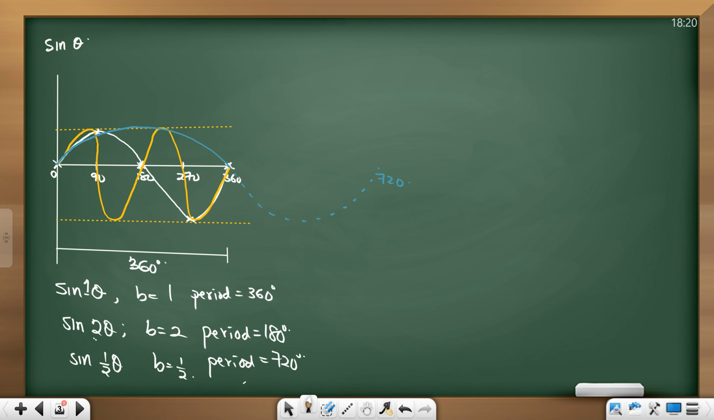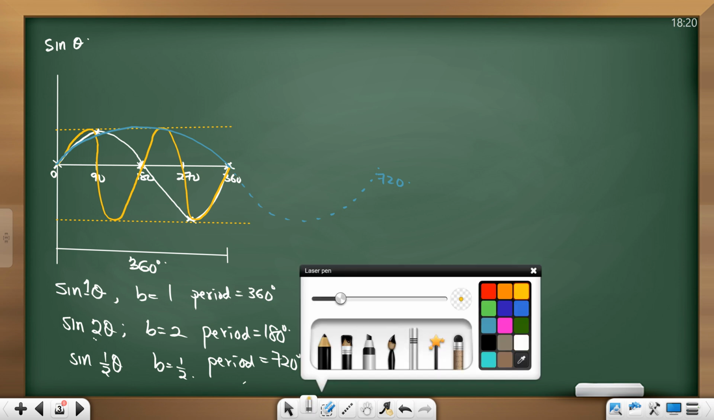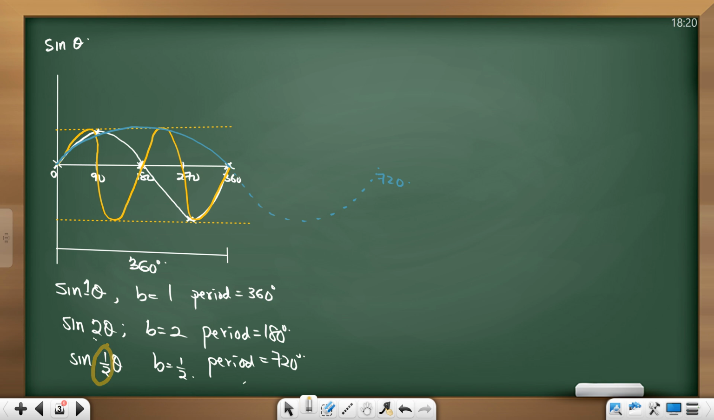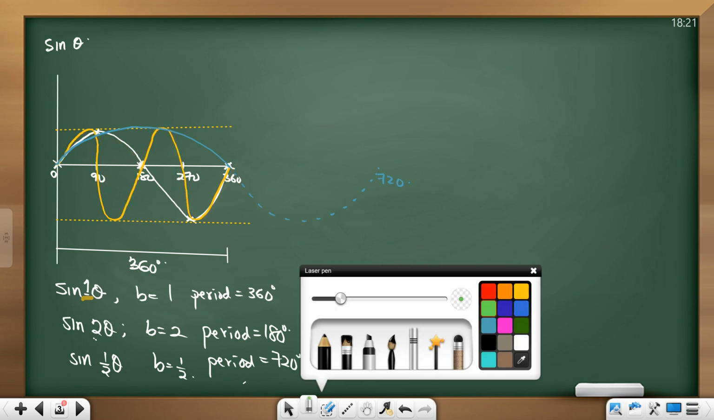B is the number of graphs that you find in one mother cycle. When B is half theta, I'm saying draw only half, but use the space of what? 360. So draw half. That's half the graph. When B is 2, what am I saying? Draw how many graphs? 2 graphs in the space of 360. Don't pass 360. When B is 1, how many graphs am I drawing? 1 graph. In what space? 360.